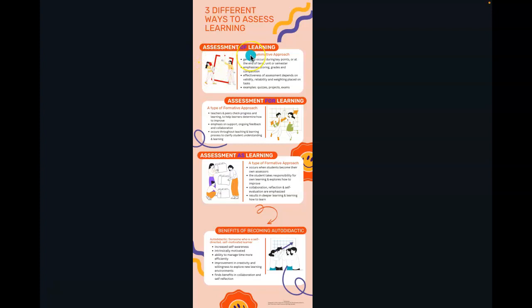Assessment of learning is a summative approach, which can occur at key points or at the end of a unit, term, or semester. Examples of this assessment type are quizzes, projects, and exams. The effectiveness depends on the validity, reliability, and weighting placed on the tasks that it is used for.